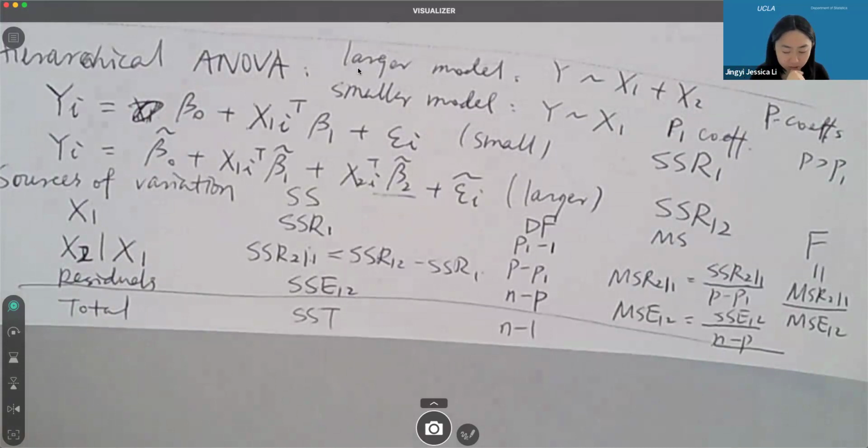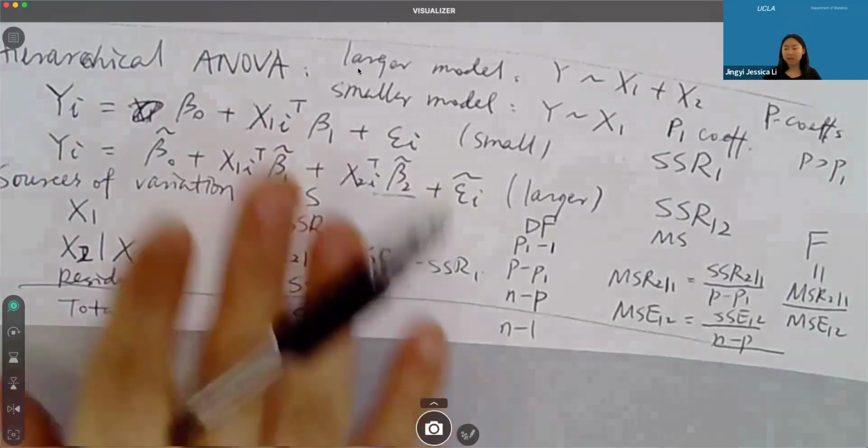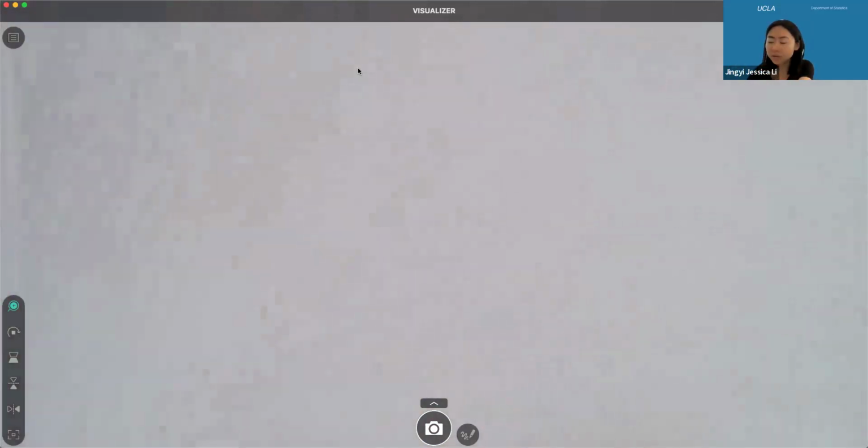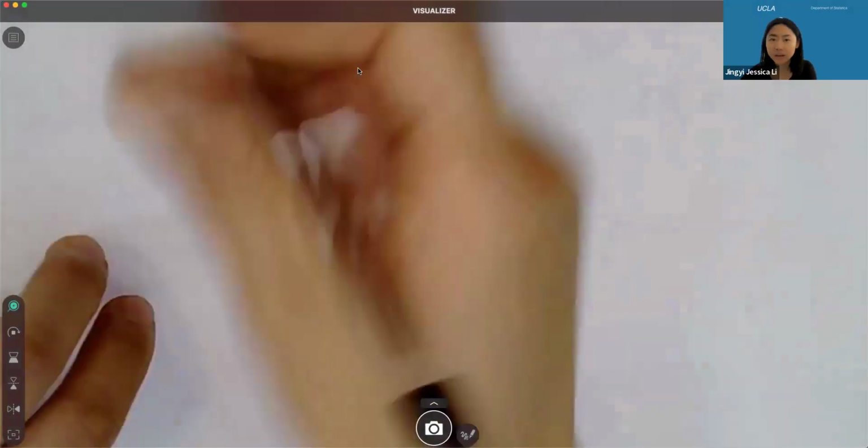Okay, let me see what I want to cover else. Okay, and I think it's something I want to add just as a side note, after the hierarchical ANOVA. The side note, which I want everyone to be aware, is this.